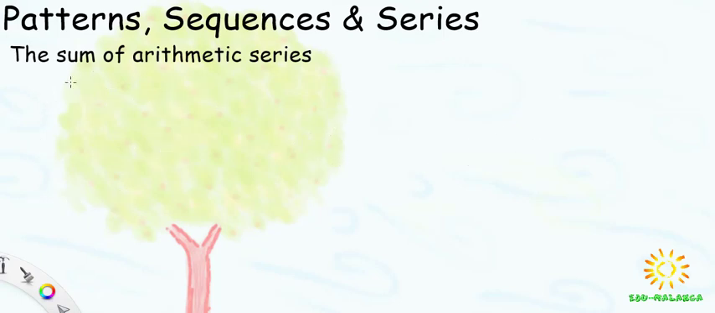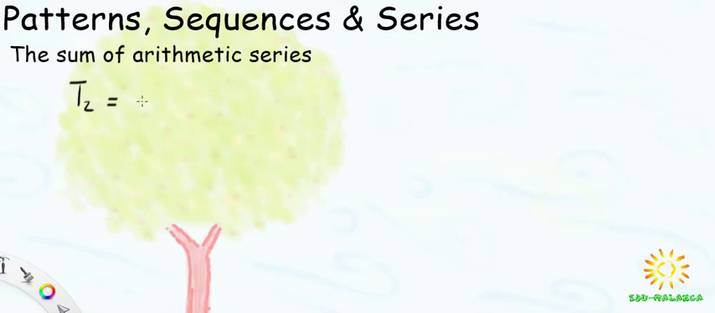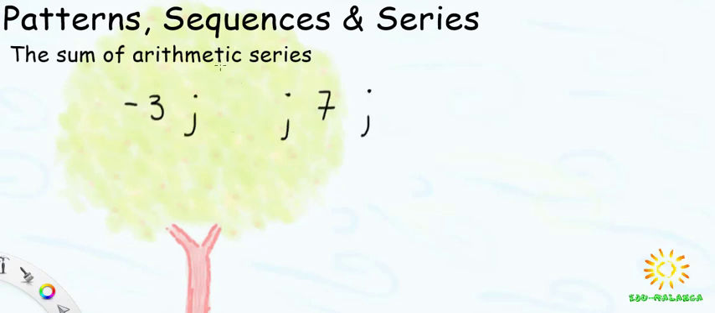Term number 2 is going to equal to, our n will become 2 in the general term, so it'll be equal to negative 3 plus, open bracket, 2 minus 1 times 5. That simplifies to negative 3 plus, 2 minus 1 is simply equal to 1, so negative 3 plus 5, which is equal to the number 2. So term number 2 is equal to 2. We can come and write it in there. And all we have to find now is term number 4.